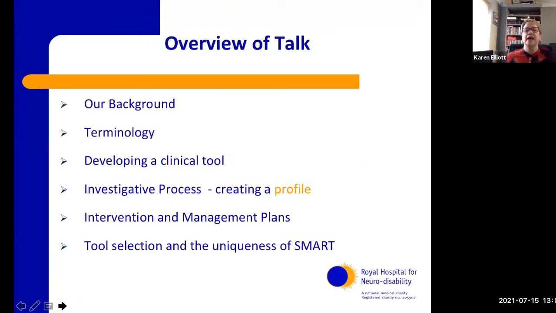So just thinking firstly about our background, Helen and I are both from the RHN originally. Helen still works there 1 day a week. I first started at the RHN a long time ago, so we're talking about 1987, and the brain injury unit started in the RHN at that point, and it was a pilot at that time. It's the first brain injury unit in the UK.